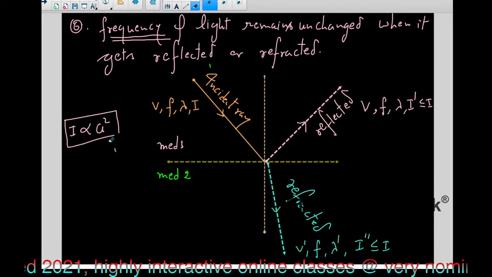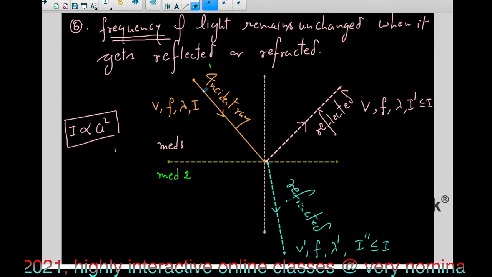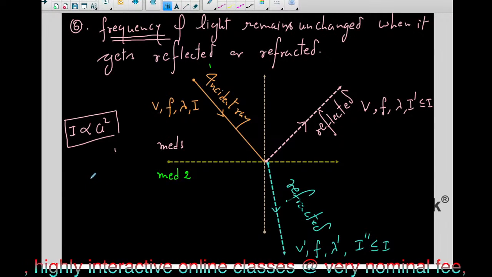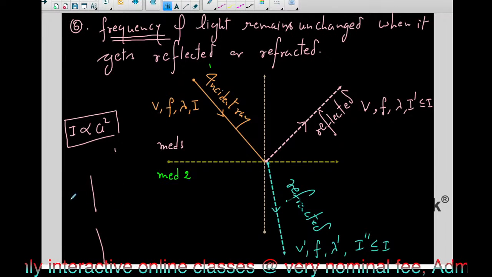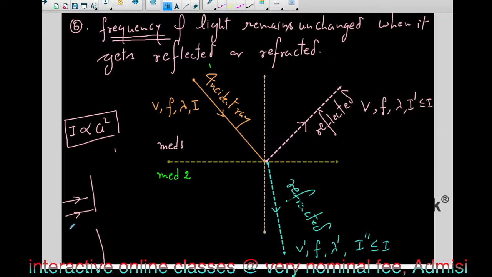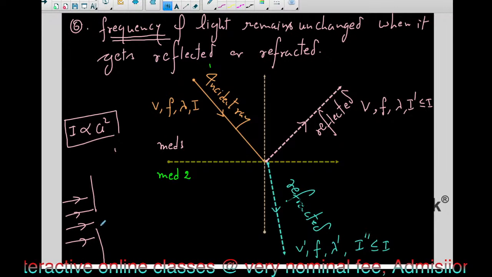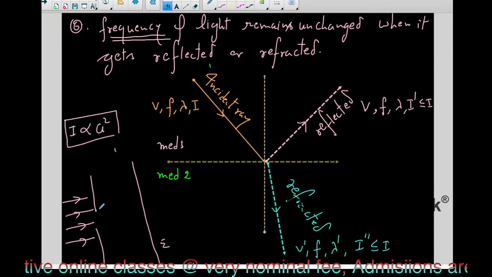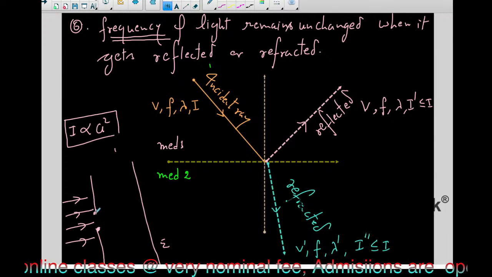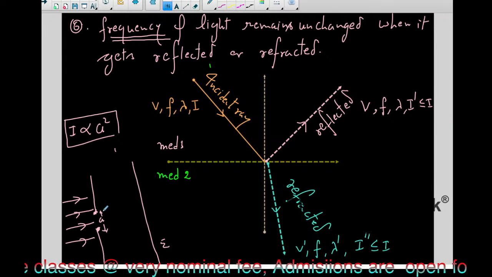You say that light travels in a straight line, but light doesn't actually travel in a straight line. Suppose there is a slit here, and light is coming straight toward it. This is the screen. Let the width of the slit be A.